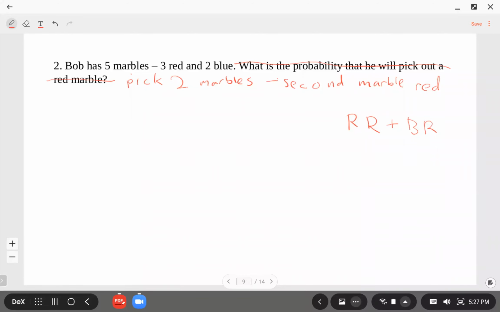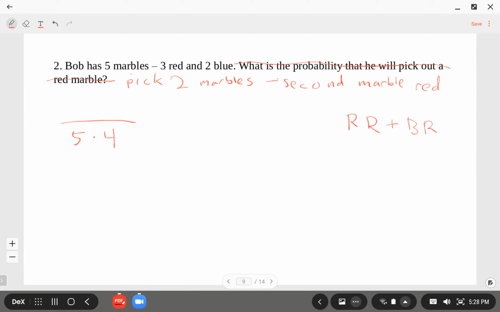So we will continue now. Let's just solve for red red right now, and the blue red will be similar. For the red red, let's solve for all the outcomes first. First we have 5 marbles, so we have 5 choices for our first pick. Our second pick will only have 4 marbles because we can't replace these marbles. So 5 times 4.